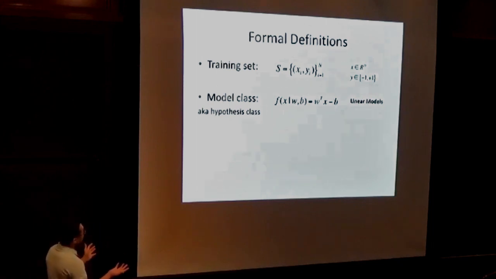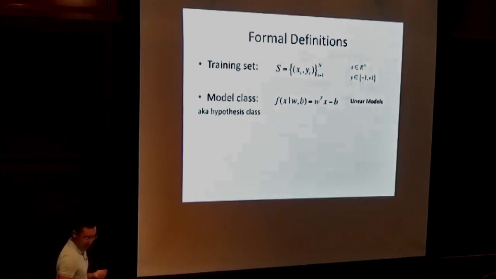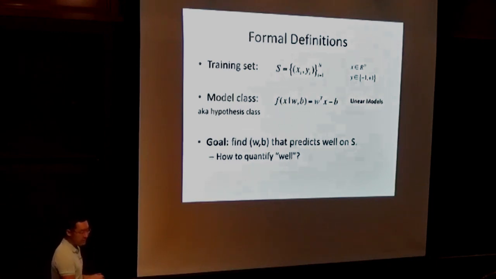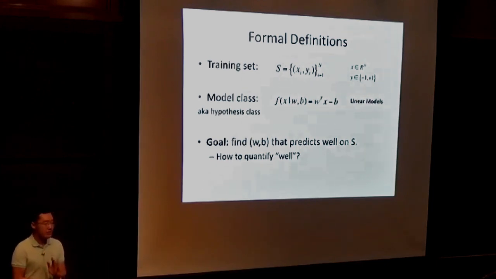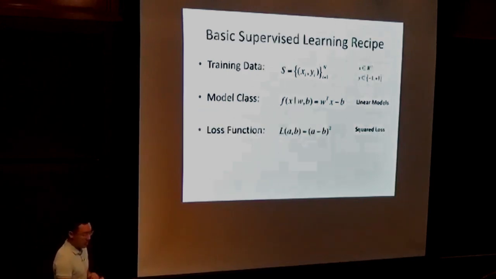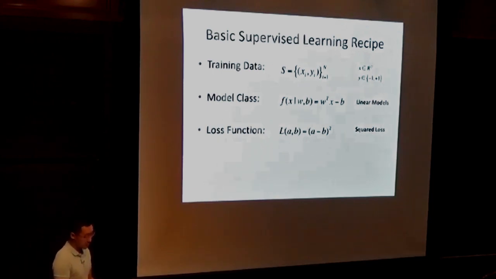We have a model class, also known as a hypothesis class, in this case linear models, and the parameterization of this linear model class is a W vector and a B scalar. The goal is to find the parameters of this function class that predicts well on this training set. And so the remaining thing that we need to talk about is how to quantify well. And that's where we come to loss functions. So that's the next step in the basic supervised learning recipe, which is the choice of a loss function.